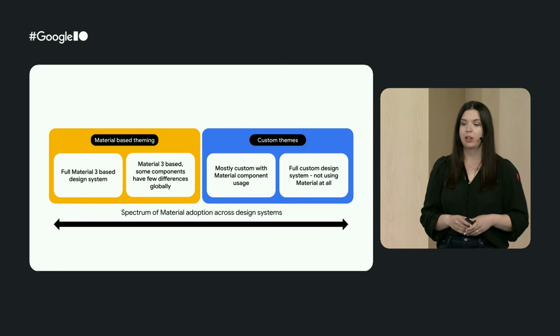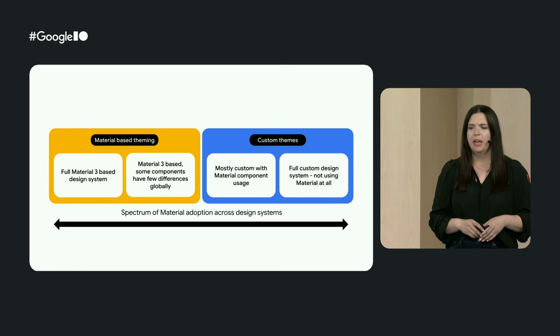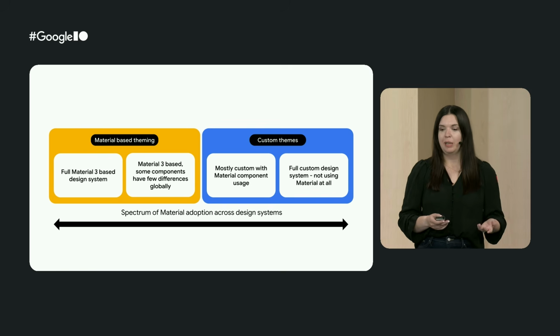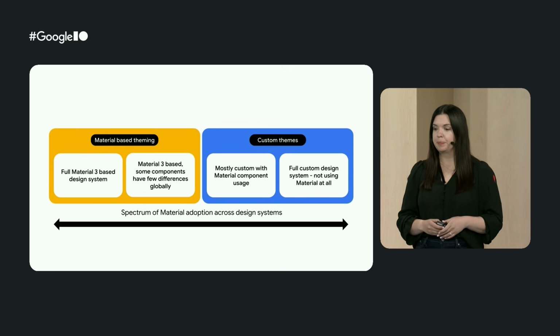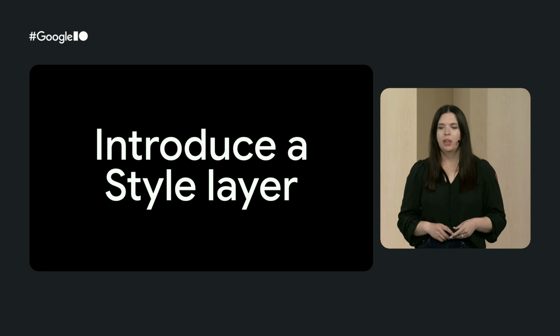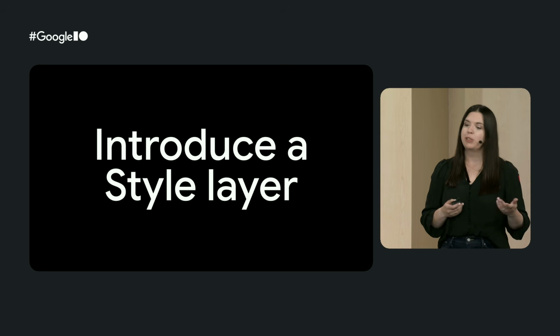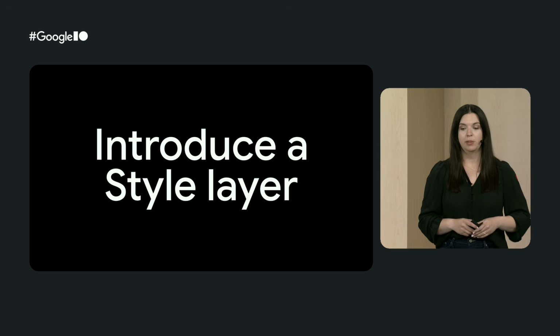As mentioned at the start, we know that there is a spectrum of Material adoption that your app can have. And the way in which you adopt styles in your theme may differ depending on your level. So, how can you actually adopt styles? The way styles should be integrated with your app is through your theme, by exposing a style object that wraps your default styles for your component.